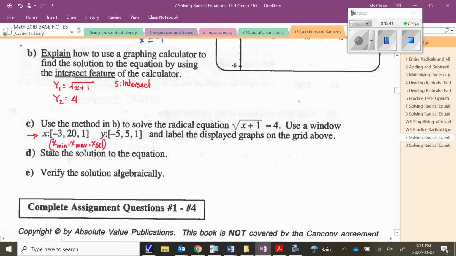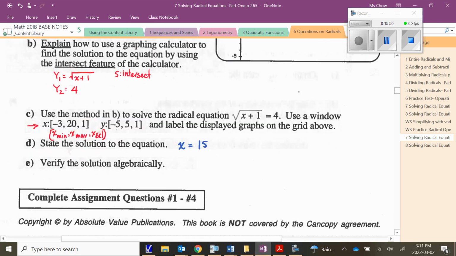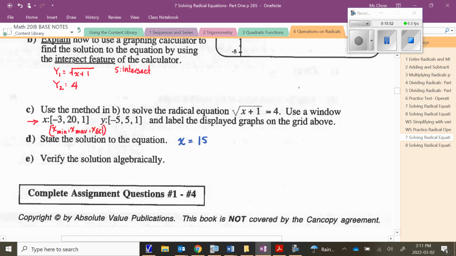Okay, so x equals 15. To solve algebraically, then what is it that... oh, sorry, it says verify. So our verification is just a left side, right side check. Our left side is the square root of x plus 1, or the square root of 15 plus 1, the square root of 16, which is 4. And our right side is also equal to 4, so left side equals right side. That means that our solution checks.